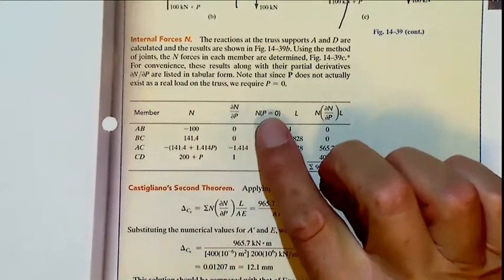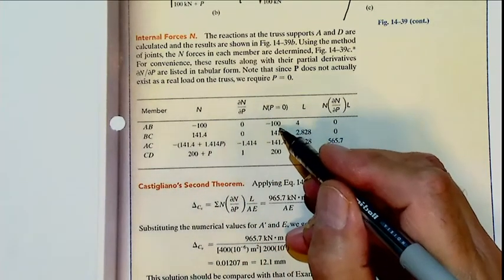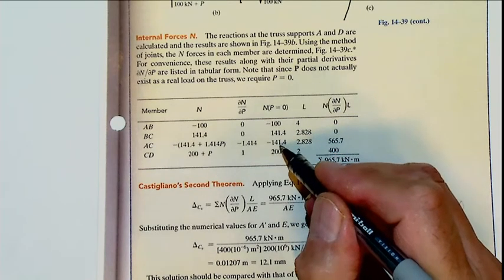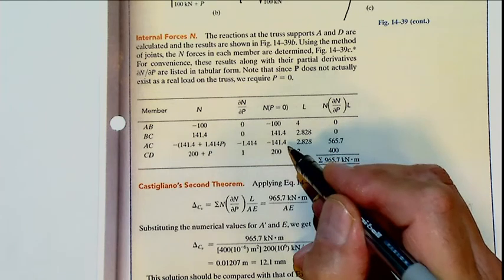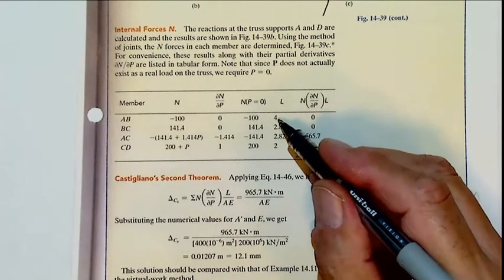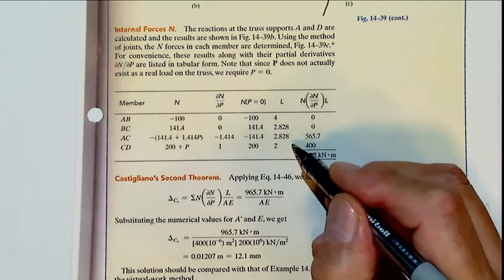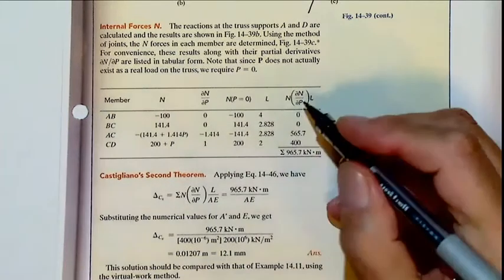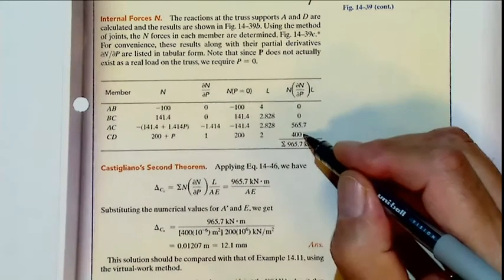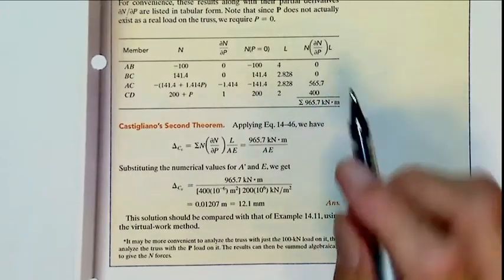Now, what is the value of n when P equals 0? Okay, then it's minus 100, that is plus 141.4, minus 141.4, that is 200. The lengths are 4, 2, 8, 2, 8. Now, load times derivative times L equals this. So then, Castigliano's second theorem.